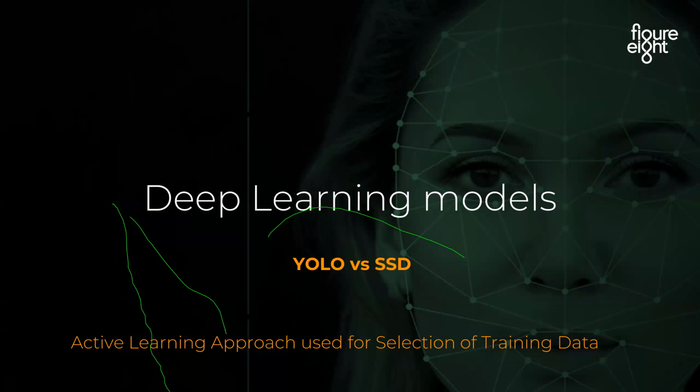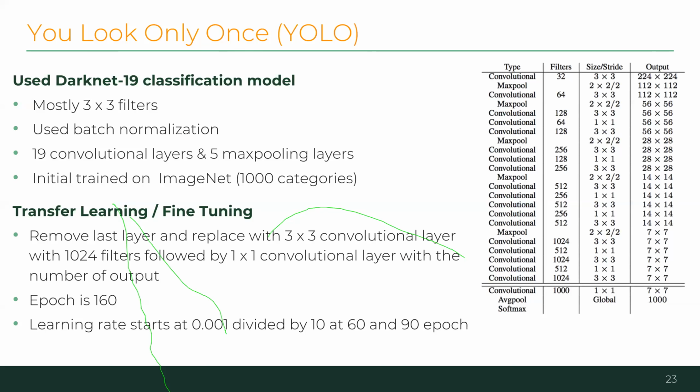But these models are not working well. Then we go into the deep learning models and we try two famous architectures. One is YOLO and the other one is SSD. YOLO is the You Only Look Once platform. We use the Darknet-19 classification model, which has mostly 3x3 filters. It also has batch normalization, 19 convolutional layers and 5 max pooling layers.